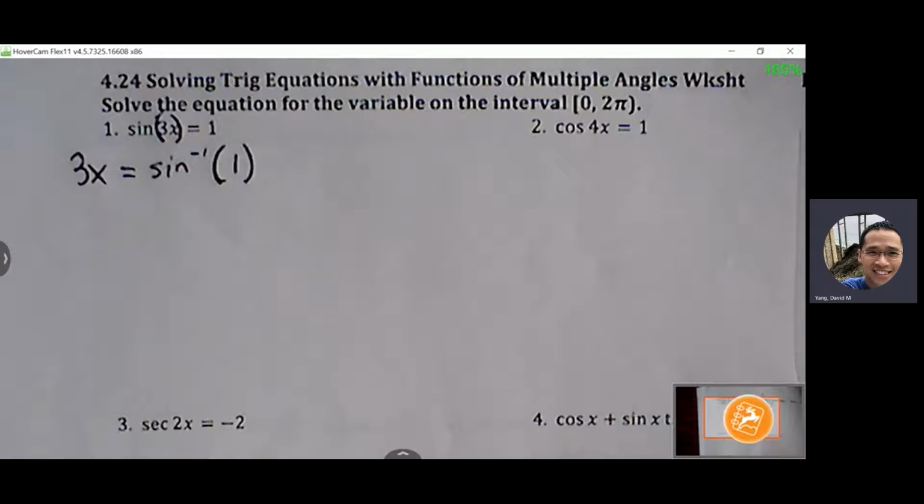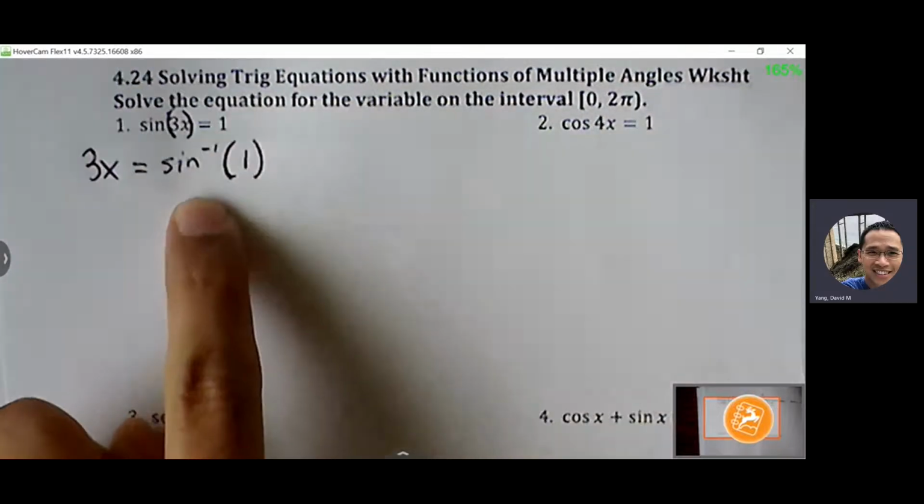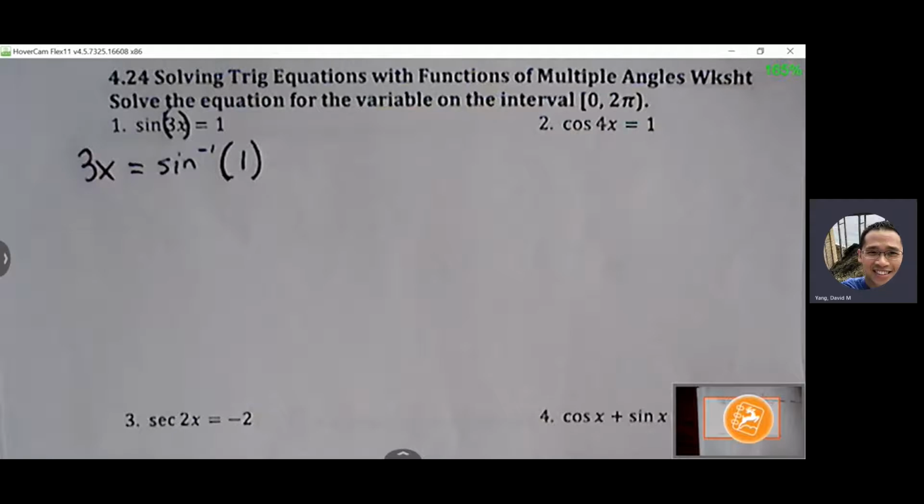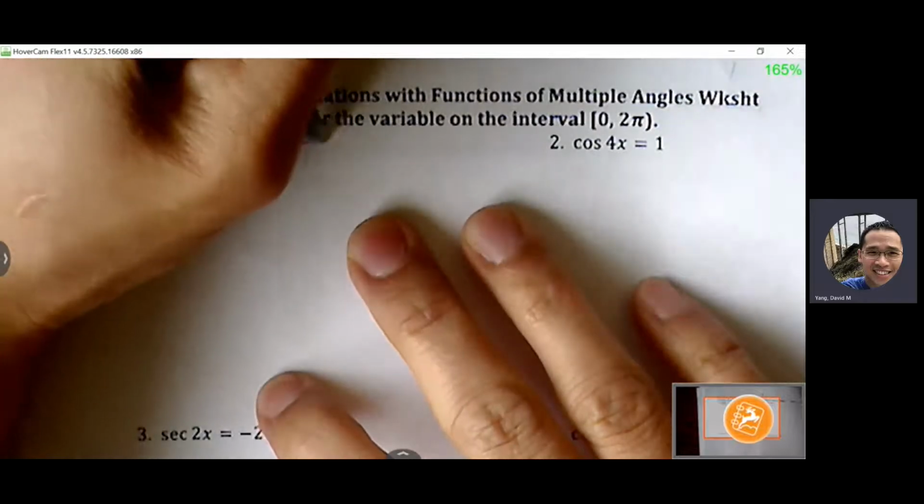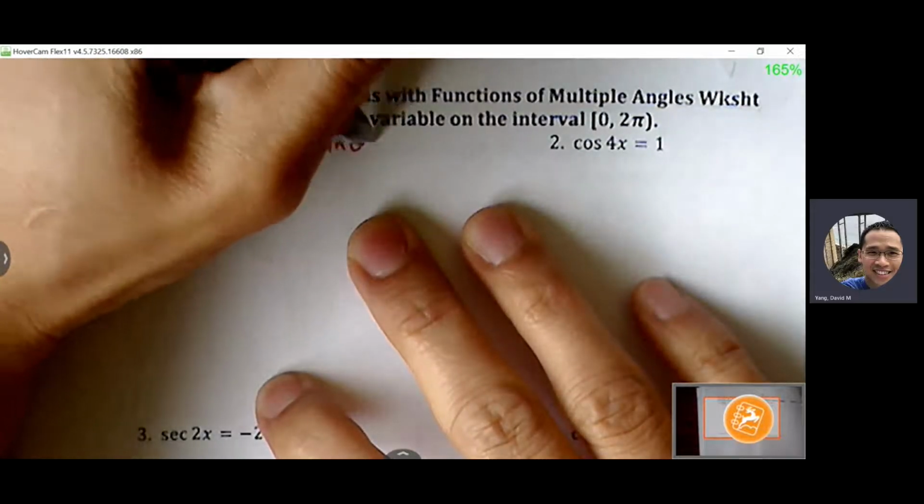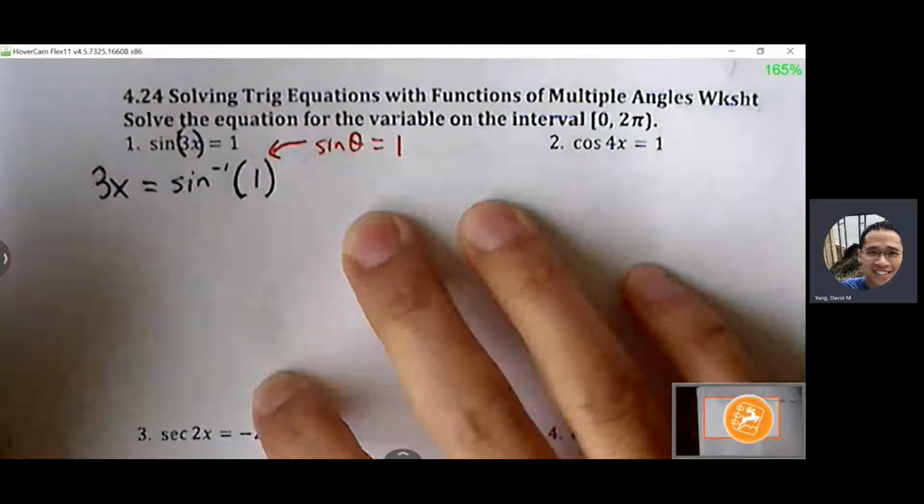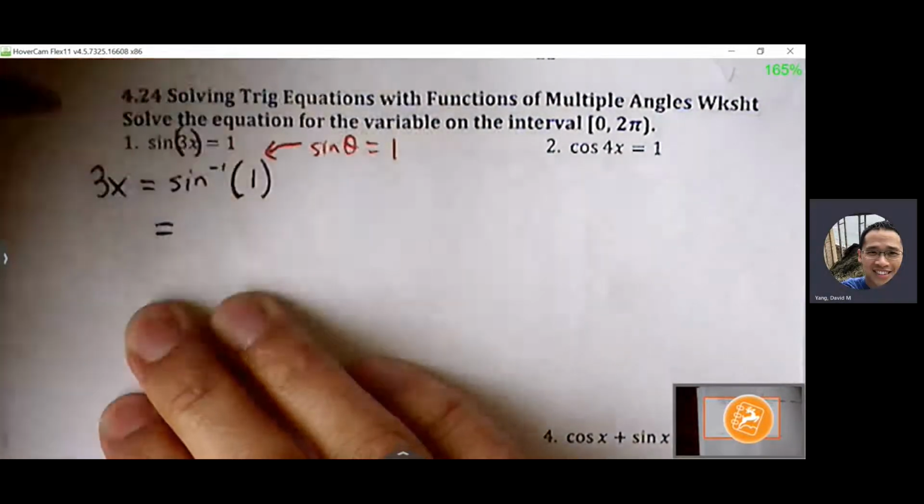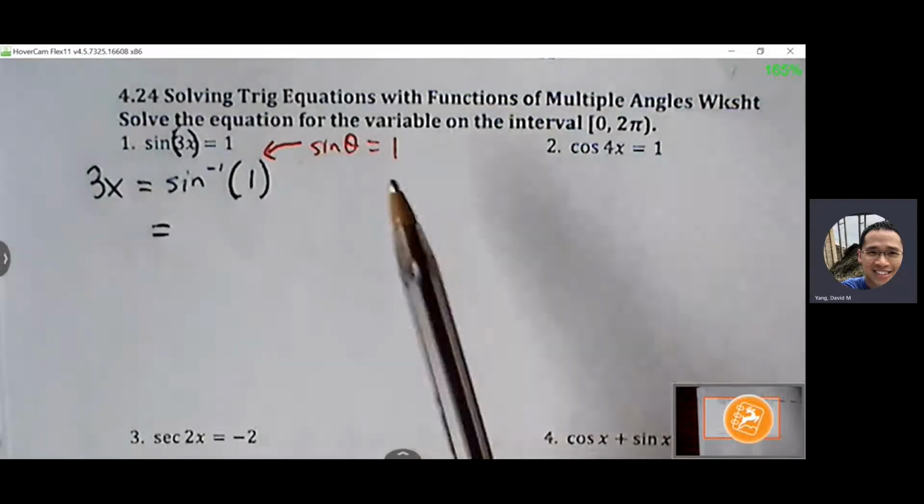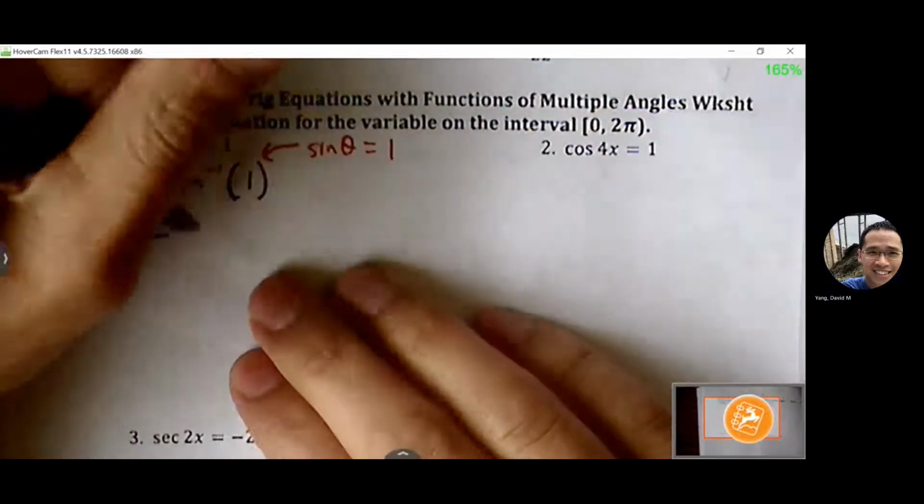Everybody good with this first step? We're taking the inverse sine of both sides. The left side is just going to wipe itself out. The right side is inverse sine of 1. So we understand what inverse sine of 1 means. All this is saying is, where are the angles where sine of theta is equal to 1? So pi over 2.